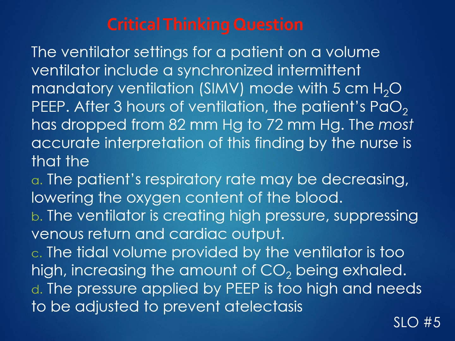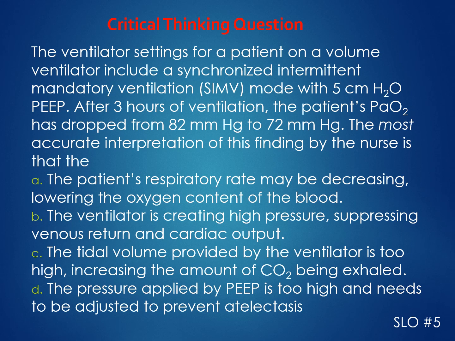Ventilator is creating high pressure, suppressing venous return and cardiac output. So a PEEP of 5 is pretty standard. That's your physiologic PEEP. It is going to suppress venous return and cardiac output. However, that's not going to cause their O2 to drop. So our best option is A. Patient's respiratory rate may be decreasing, lowering the oxygen content of the blood.